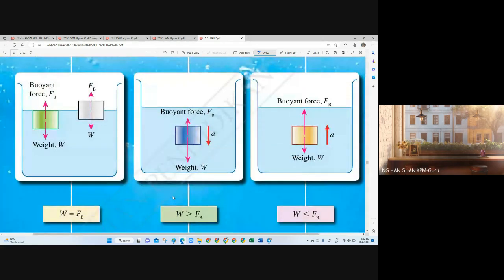When it comes to the surface, it will reduce the buoyant force because now the buoyant force is based on this part of the water displaced by the object. So there will be less water displaced when it rises to the surface. Therefore, the buoyant force will decrease until the moment this buoyant force equals the weight of the object, then it will stop. All right, so it will be floating, it will go back to this.